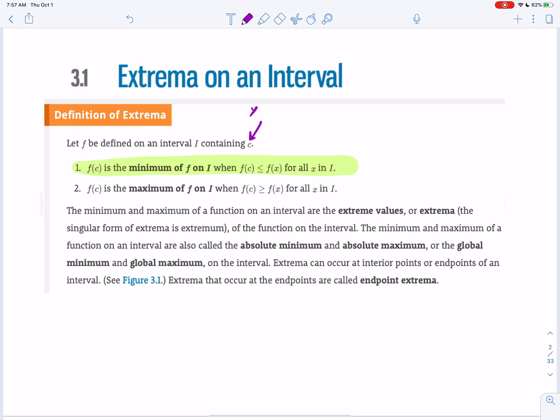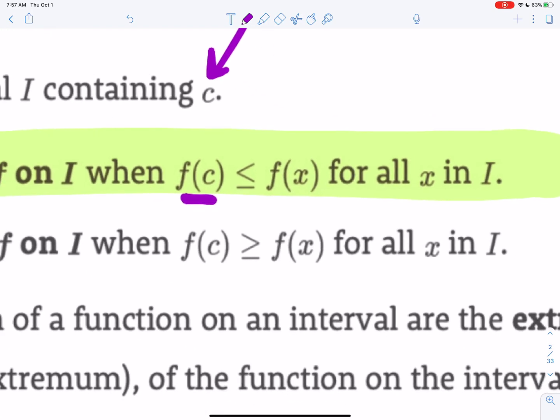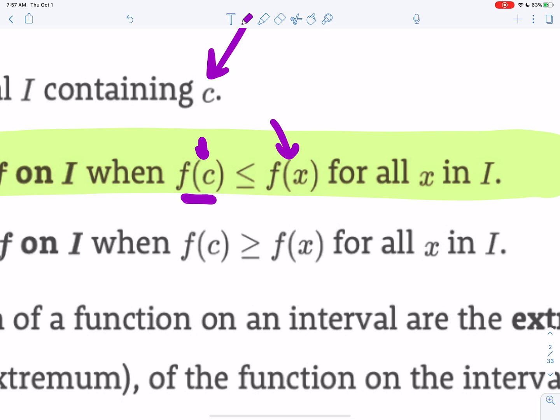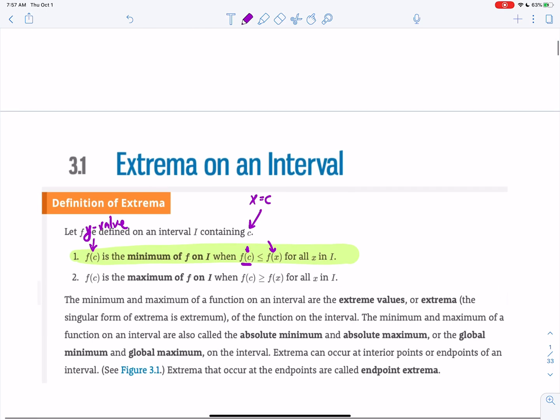So at some x value c, when you plug it into your function, you get f of c. So this right now is your y value. They're saying that f of c, this particular y value, is considered the minimum, or the lowest value, when this y value is less than or equal to all of the other y values. So it's the lowest y value out of all the other y values. That's how you read it, and that's how you interpret it.